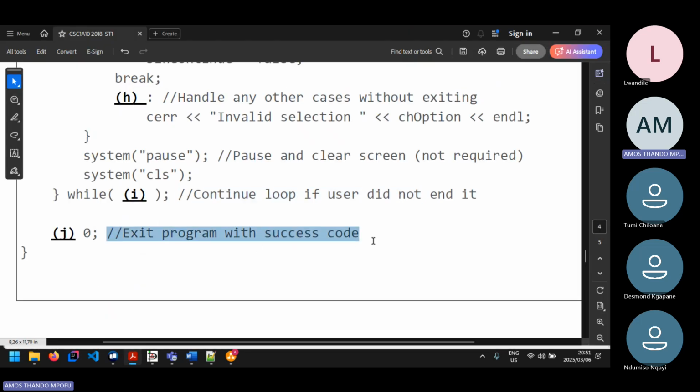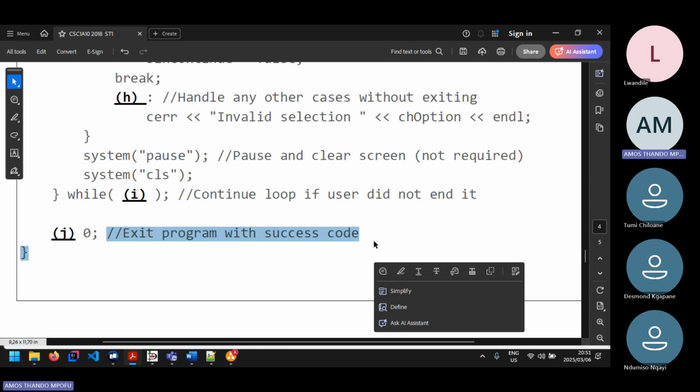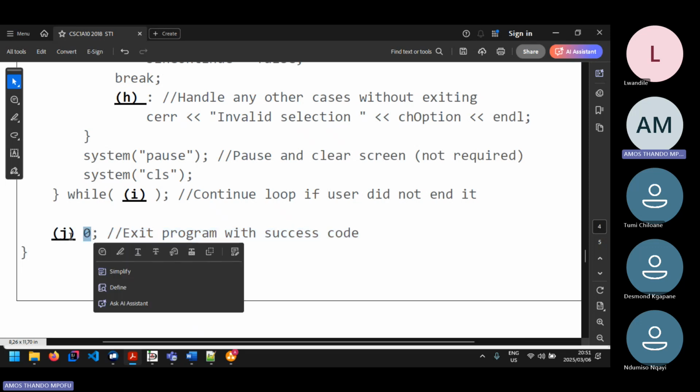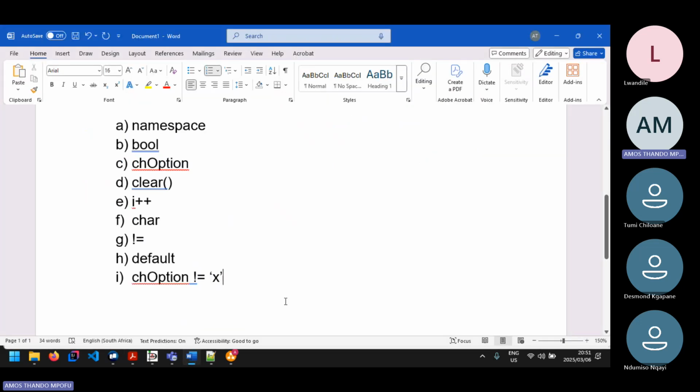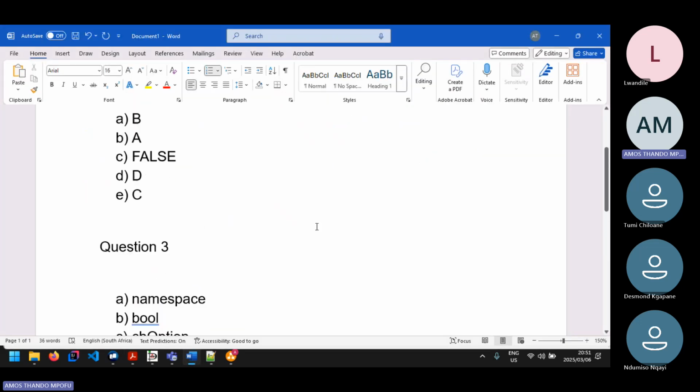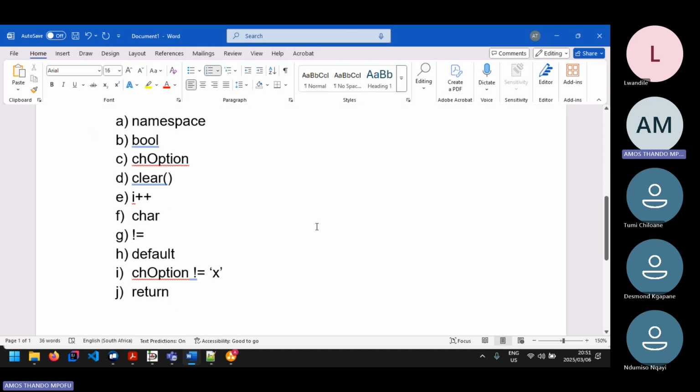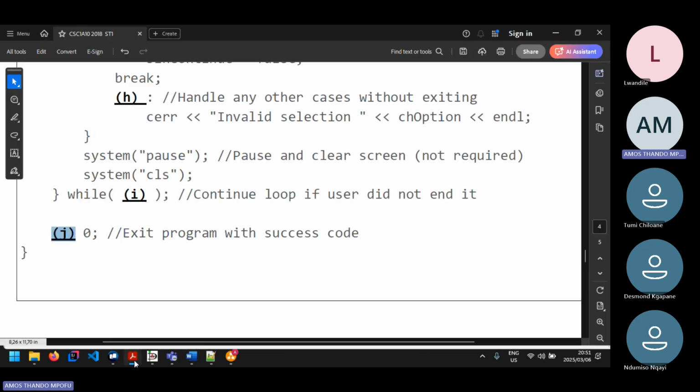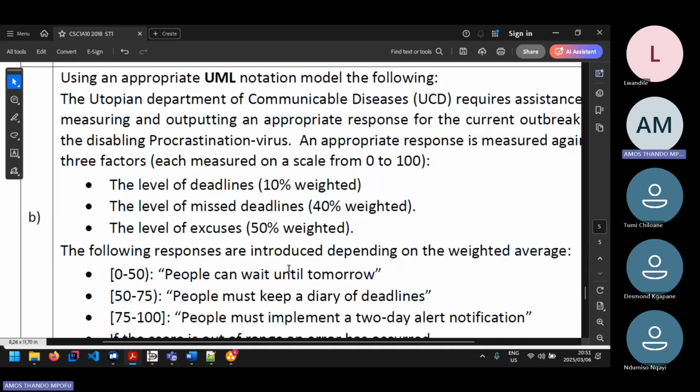And then, exit program with success code. To exit a program in C++, you need to return 0. If you still remember the main function, it is return 0. Here they left the 0, so the only thing that's missing is the return keyword. So I'm going to say return, and then boom. So you should get totals in questions 2 and 3 for this paper. Those were the answers.